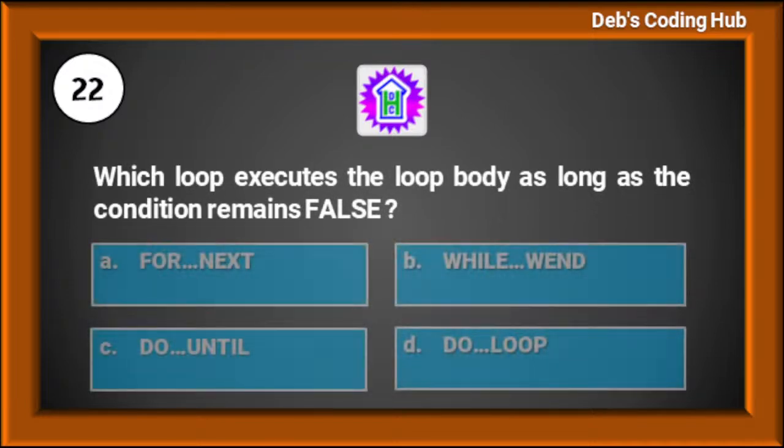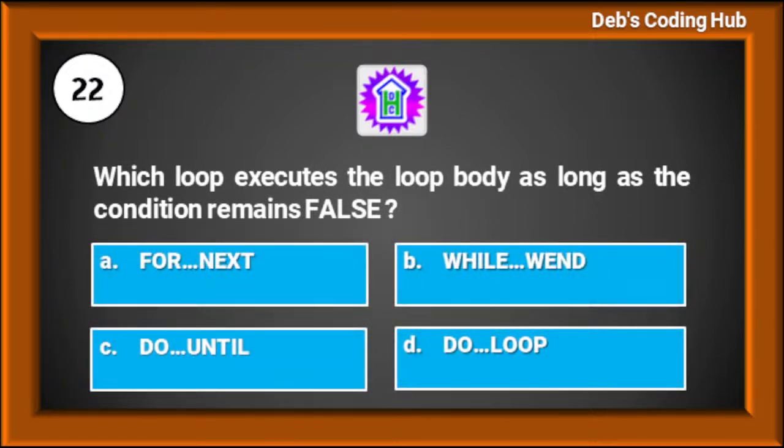Which loop executes the loop body as long as the condition remains false? The answer should be do until, because it is a negative type of loop. As long as the condition is false, it keeps on repeating the loop body. As and when the condition becomes true, it exits the loop. So it is do until.